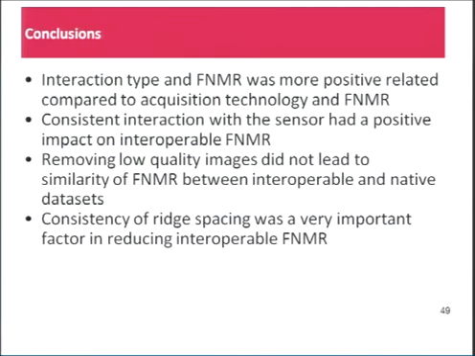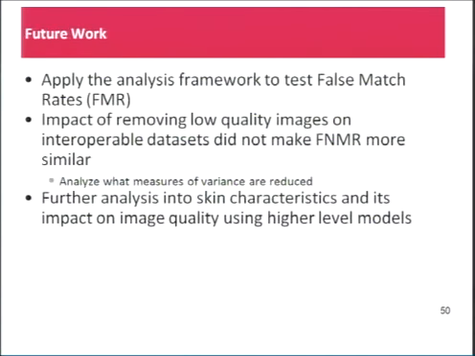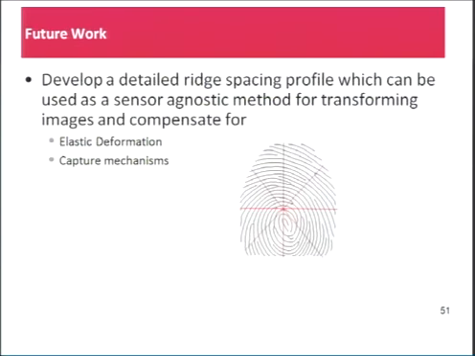We noticed that removing low quality images did not really make false non-match rates more similar. So one of the avenues of further research is to look more deeply into what's going on, what types of variances are reduced when low quality images are removed from the data sets. And consistency of ridge spacing seemed to be the most important factor. So that is one of the main future works that has come out of this: to develop a detailed ridge spacing profile which can be used in a more sensor agnostic transformation process.